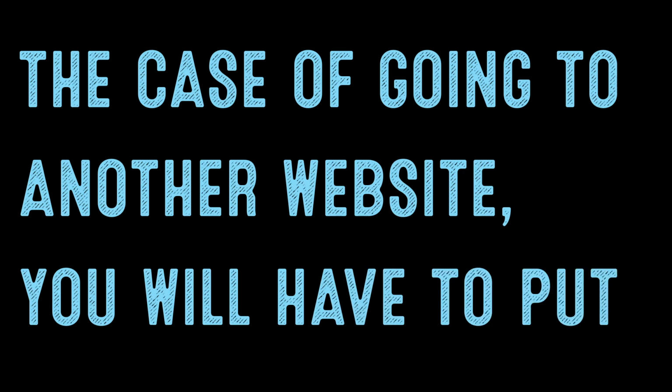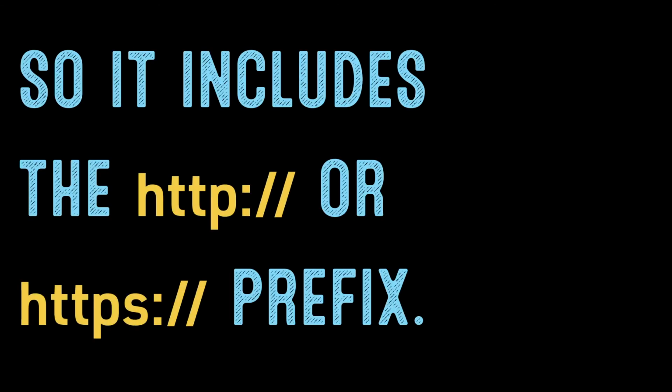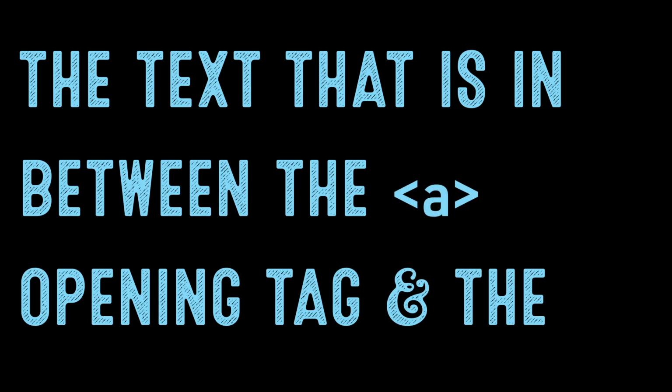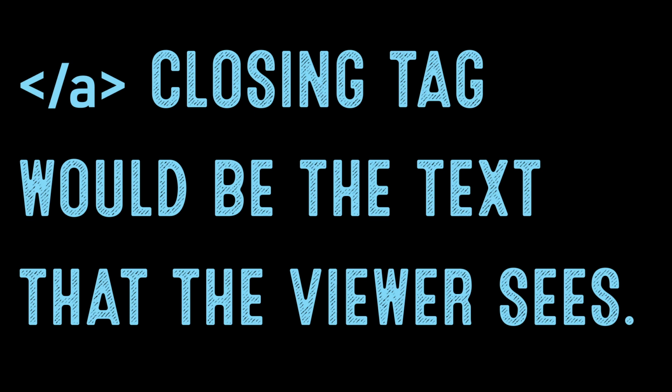So in the case of going to another website, you will have to put the absolute URL, which is the full website address. So it includes the http:// or https:// prefix. The text that is in between the a opening tag and the a closing tag would be the text that the viewer sees.